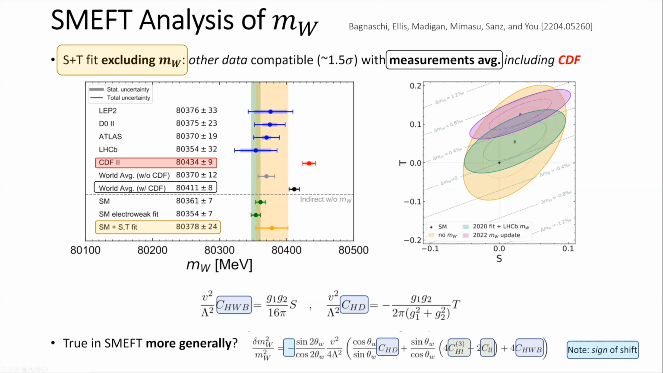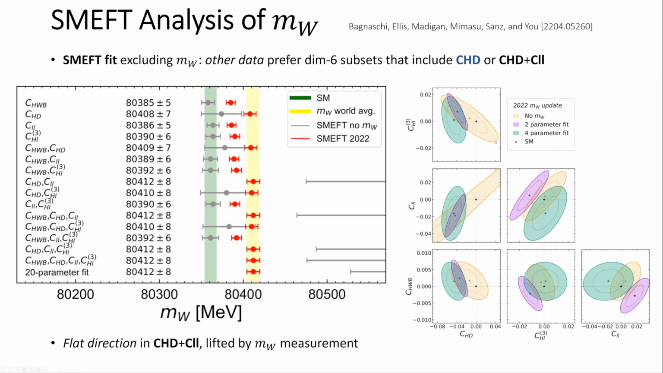The SMEFT analysis of allowing all the parameters to vary is shown here, starting from one parameter all the way up to 20 parameters, where we show all possible subsets of 1, 2, 3, and 4 parameters. So the results are shown here, excluding the W measurements from the fit. So this is the equivalent of the indirect determination in the SMEFT instead of the standard model of the W mass, where the gray range in each of these bars denotes the allowed range by the data other than W measurements. We see that CHD is in particular most compatible with a pull towards higher values. This is the T parameter that we saw on the previous slide. And it's the one that can best explain, in a sense, the new CDF information.